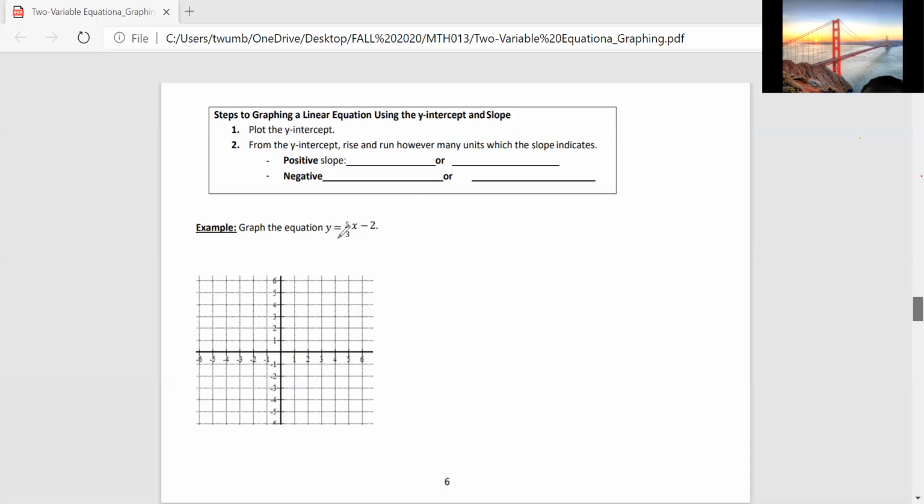So if I'm looking at y equals 5/3x minus 2, I know that based on y equals mx plus b, my slope m is 5/3, and my y-intercept is (0, -2).